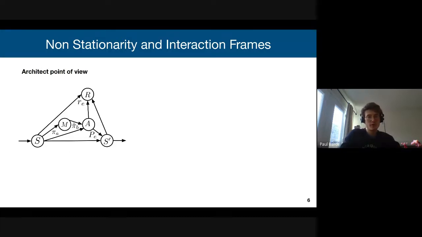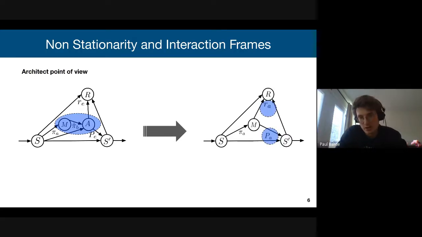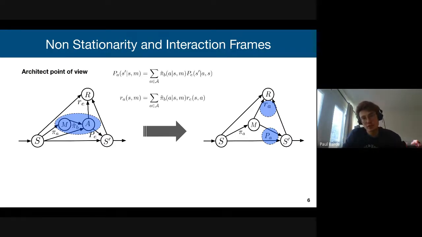So we see that provided that the architect can learn a model of the builder's behavior, he can then be thought of as evolving in an MDP that is more classical, more similar to what we are used to, right? And the new reward and transition models are expectations with respect to the builder's behavior. The thing is that now if the builder's behavior changes, then so do the transition and the reward model.